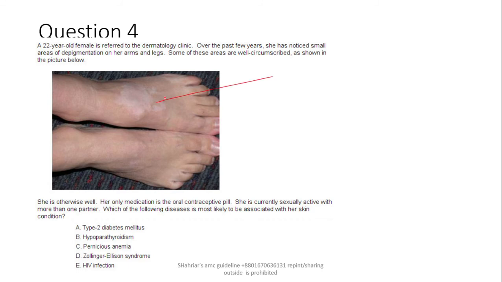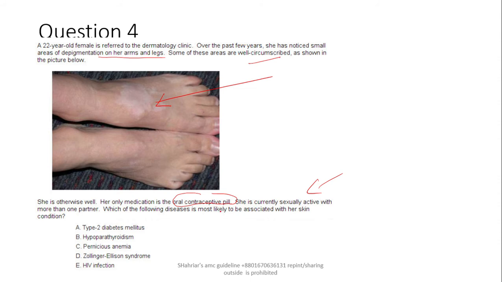Next one could be a little tough. See this lesion, maybe a little different. A 22-year-old referred to dermatology clinic. Notices some small areas of deep pigmentation on arms and legs. The areas are well circumscribed. So what do you think? She's mentioning oral contraceptive, sexually active. This I will count as a little tough question. If you miss this one, I don't mind actually.